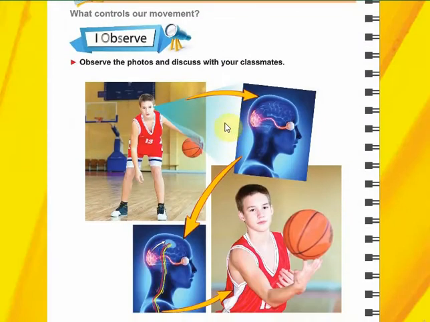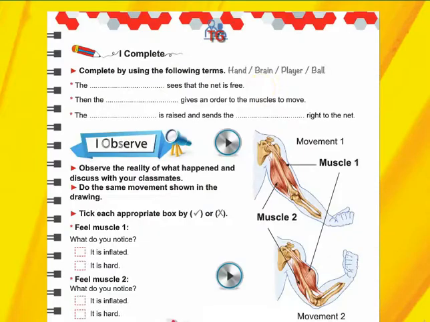By observing these figures, we can say that when the player sees that the net is free, okay, his eyes send a message to the brain. Eyes بعتوا message to the brain, and then the brain orders the muscles of the hand to move and throw the ball to the net. Okay, so now let's complete these sentences by using the given words: hand, brain, player, and ball.